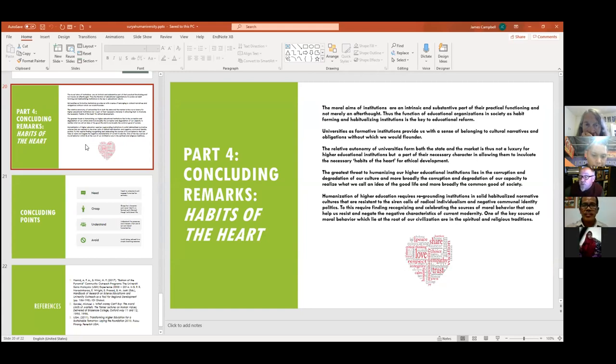The relative autonomy of the universities from the state and the market is thus not a luxury for higher education, but a part of their necessary character, and which can allow them to inculcate these necessary, and I use this Tocquevillian phrase, but it also resonates with Islamic ethics and certainly with the works of Imam al-Ghazali, habits of the heart for ethical development.